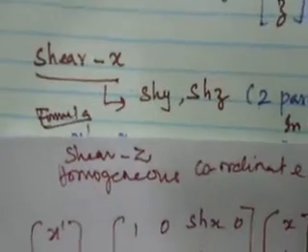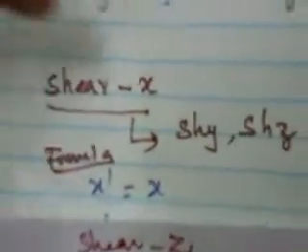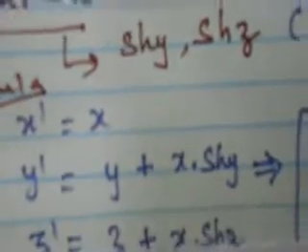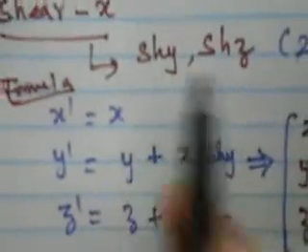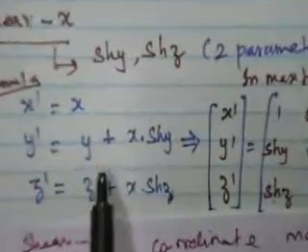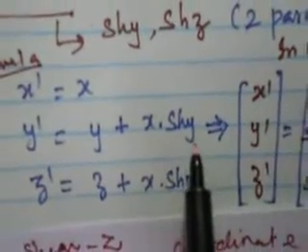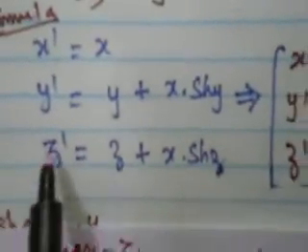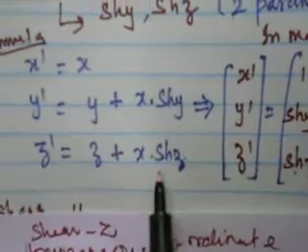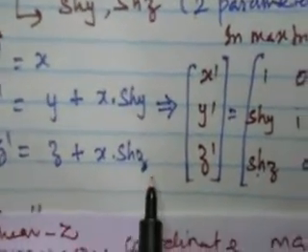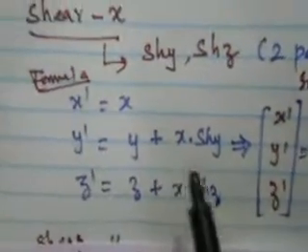Now let's move on to shearing with respect to the x axis. Now we have to retain x as it is, but we are going to make changes in the y and z directions. So x dash is equal to x, y dash is equal to y plus x dot shy, that is the parameter. Then z dash is equal to z plus x dot shz. So this is the formula for 3D shearing with respect to the x axis.